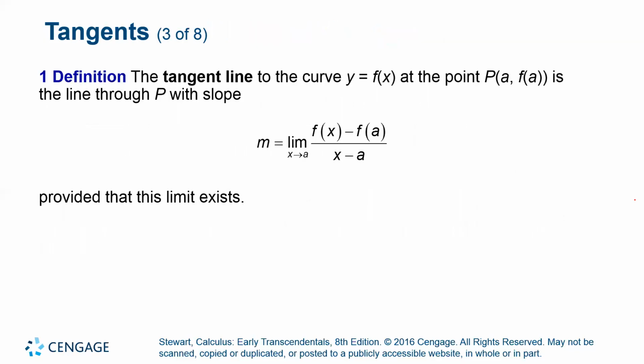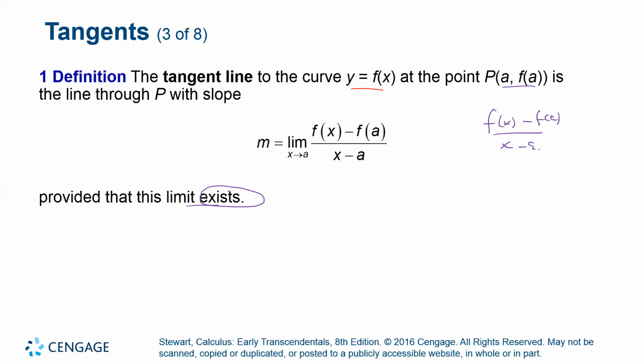The first one is that for the tangent to the curve y equals f of x at a point with x-coordinate a and function value f of a, the slope is given by the limit as x approaches a of f of x minus f of a over x minus a, provided this limit exists. If it doesn't exist, that means we cannot find the slope.